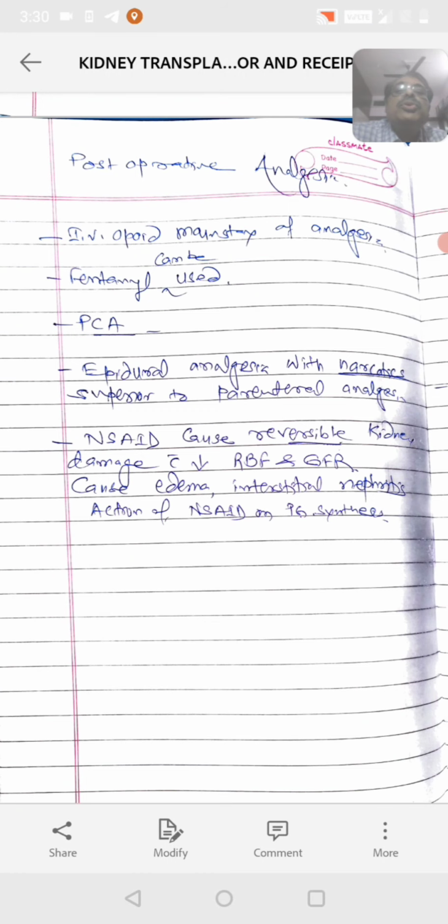Now we will see the postoperative analgesia. IV opioids are the mainstay of analgesia. Fentanyl can be used. Patient controlled analgesia can be used. Epidural anesthesia with narcotics is superior to parenteral analgesia. NSAIDs cause reversible kidney damage. They decrease renal blood flow, decrease GFR, and cause edema and interstitial nephritis. So NSAIDs should be avoided.